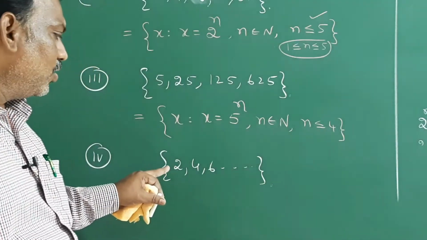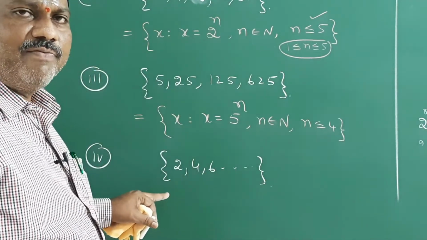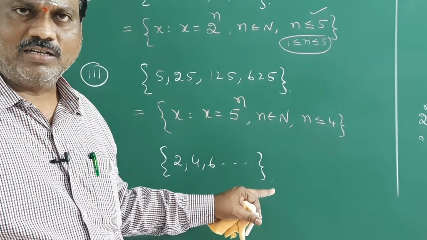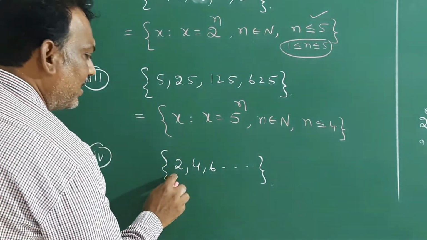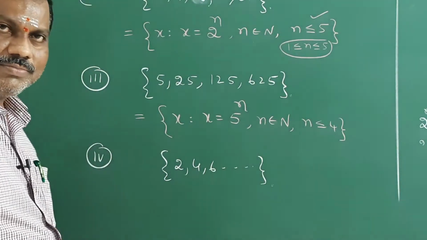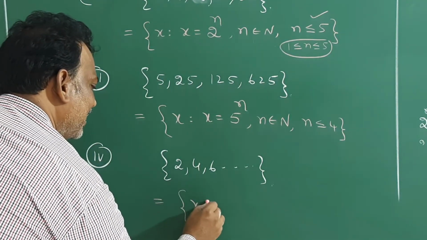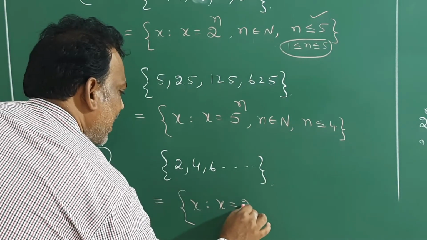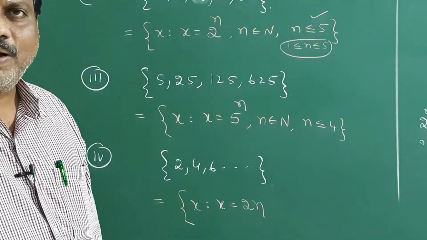You can see the last one. They are given 2, 4, 6 and so on. That means it is an infinite set. Correct, students? Correct or not? Now, how to write infinite sets? Simple. They are multiples of 2. So I can write here: set of x such that x is equal to 2n, as they possess one common property. They are multiples of 2, so 2n format, not 2 power n.